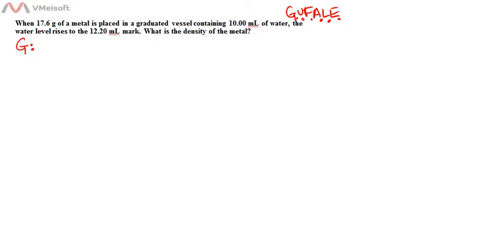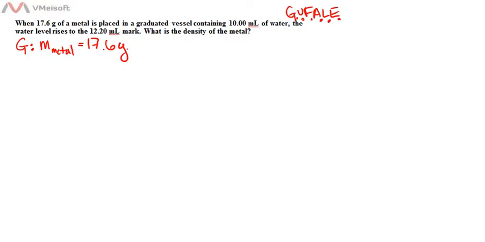Okay, so anyway, G means write your given information. So what's one piece of given information here? The mass, but the mass of what? Mass metal. Let's label that with a subscript, is equal to 17.6 grams. It's placed in a graduated vessel containing 10 milliliters of water. So let's put volume water.